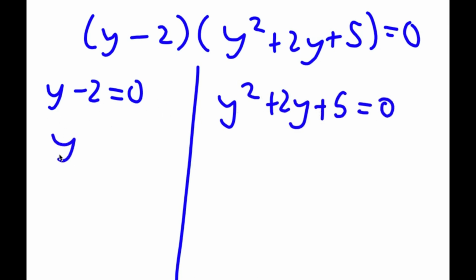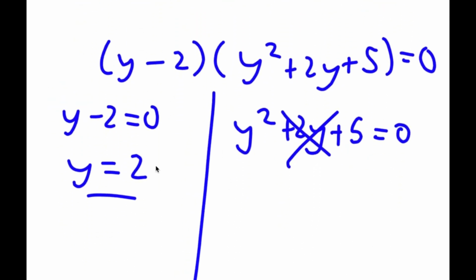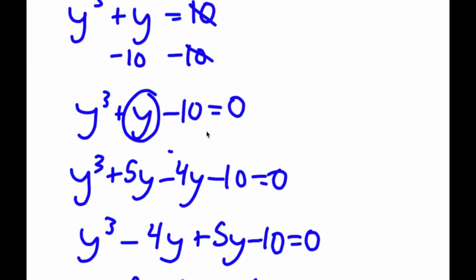So for y minus 2 equals 0, y is equal to 2, obviously. And for y squared plus 2y plus 5 equals 0, we are going to use the quadratic formula. And I'm actually not going to waste your guys' time by plugging everything in and solving it. But if you do end up doing it, you get that there is no solution because it's going to be the square root of a negative number. So y equals 2 is my only solution for y.